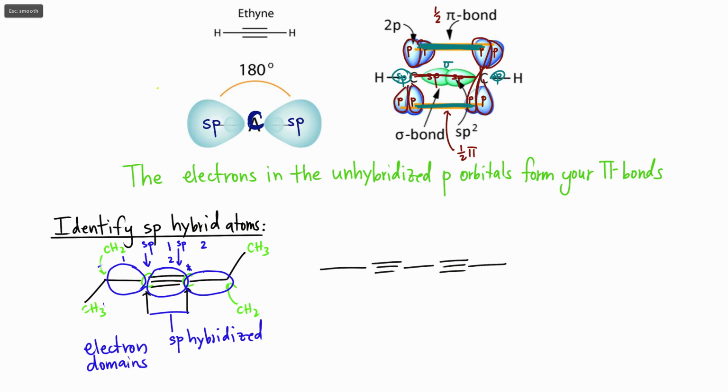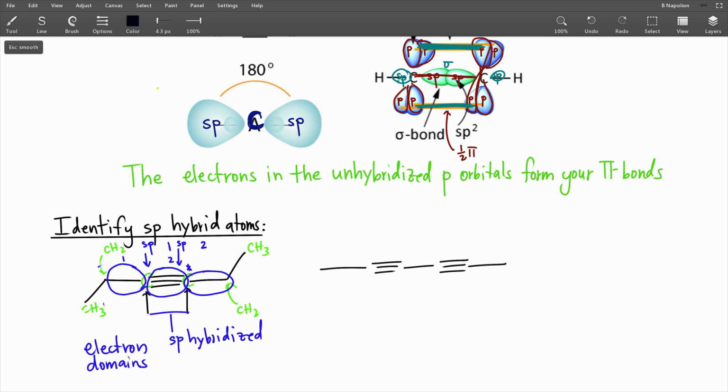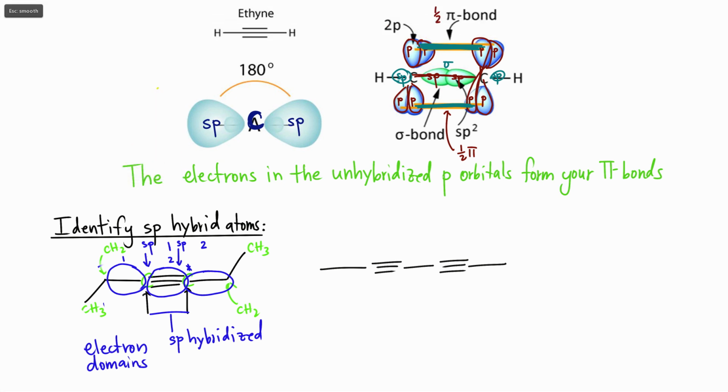All right. Now let's look at the other molecule. Okay. So let's go ahead and write out what this is. When this line terminates, we know that this is a CH3. This is a carbon. This is a carbon. This is a carbon. This is a carbon. This is a CH3.